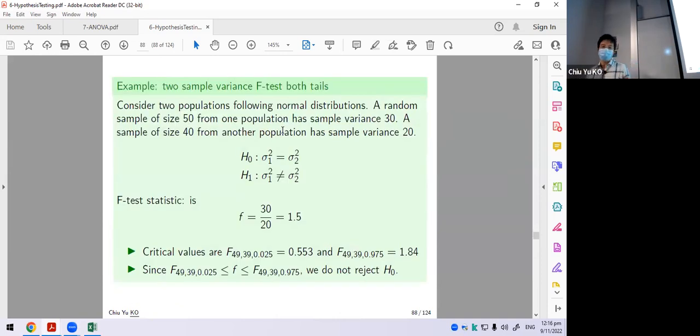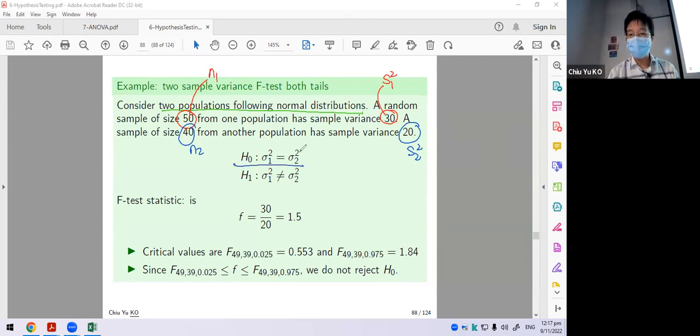You will see the operation is very simple, so don't worry. This one is actually the easiest test in this topic. So what we have is two populations following the bell curve. We have N1 is 50, and S1 square is 30. And we have another one, N2 is 40, and S2 square is 20. So we want to see if they have the same variance or not.